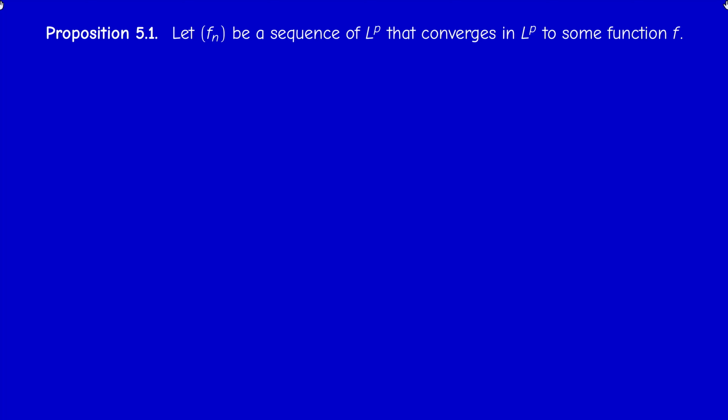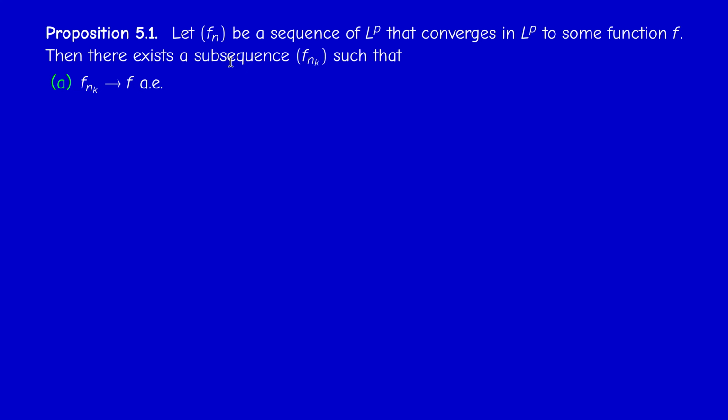Next result, in the proof of the completeness of the L^p spaces: if you have a sequence f_n of L^p that converges in the norm of L^p to some function f, then we can deduce that there is a subsequence f_{n_k} that converges pointwise almost everywhere to f. And this subsequence is bounded from above by a function in L^p.